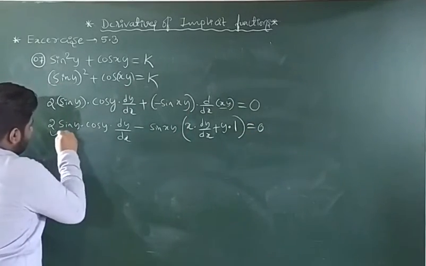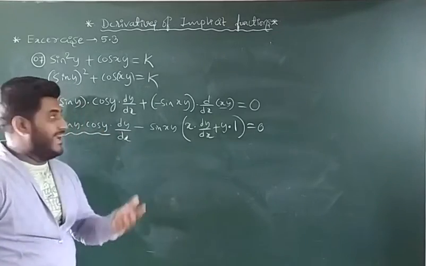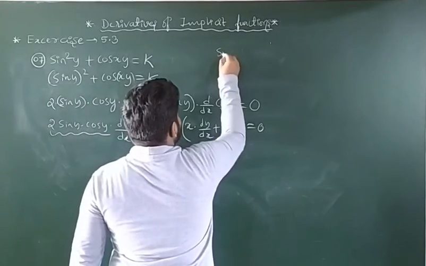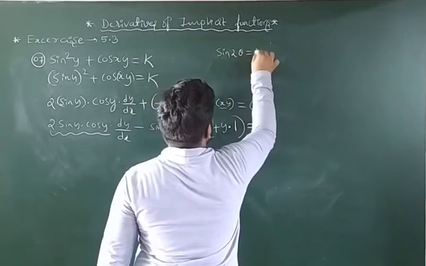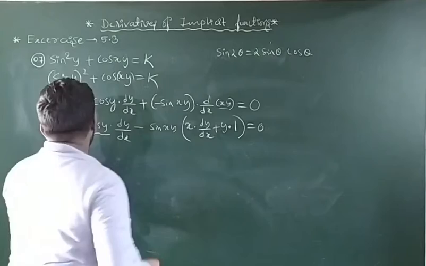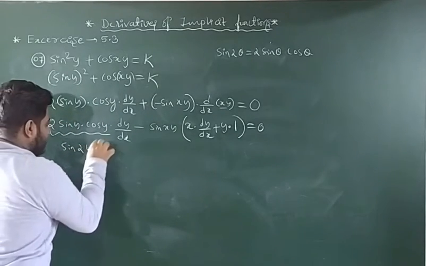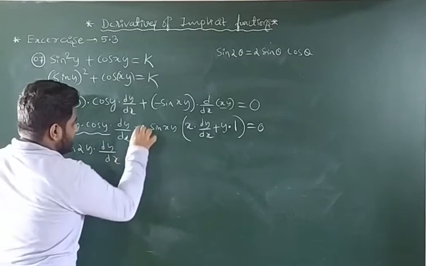So here we are having, carefully see here guys, 2 sin y into cos y, nothing but sin 2y. Look at here: sin 2 theta is equal to 2 sin theta into cos theta. Similarly we are having here 2 sin y into cos y, nothing but sin 2y we can write, dy by dx. Minus is there.